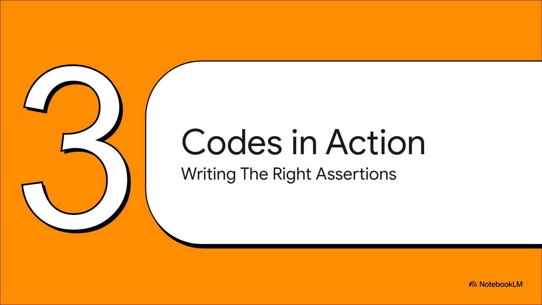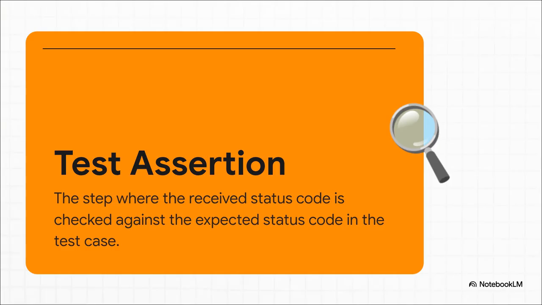So let's get practical. Let's see how this all translates into actual test code. We're going to look at writing assertions that validate these codes with absolute precision. Before we dive in, let's just make sure we're clear on one term: a test assertion. All it is, is your test asking a simple question. Did I get the exact status code I was expecting for this specific scenario? It's the moment of truth for your test.